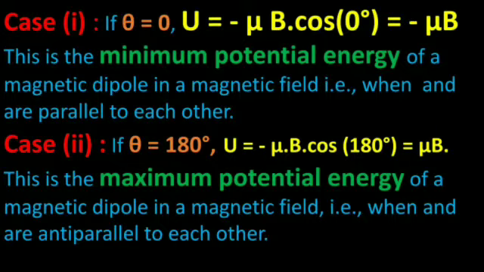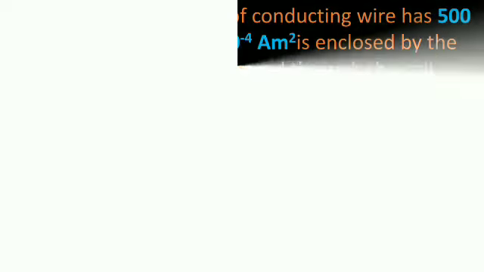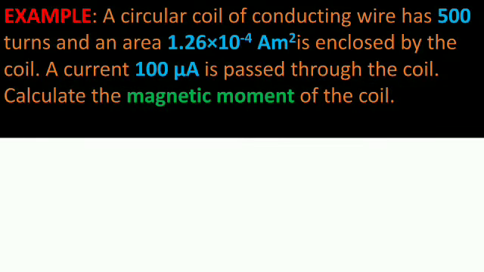Now anti-parallel, see the theta between magnetic dipole and magnetic field is 180 degree. That means they are anti-parallel to each other. So when they are anti-parallel to each other, we will have the maximum value.